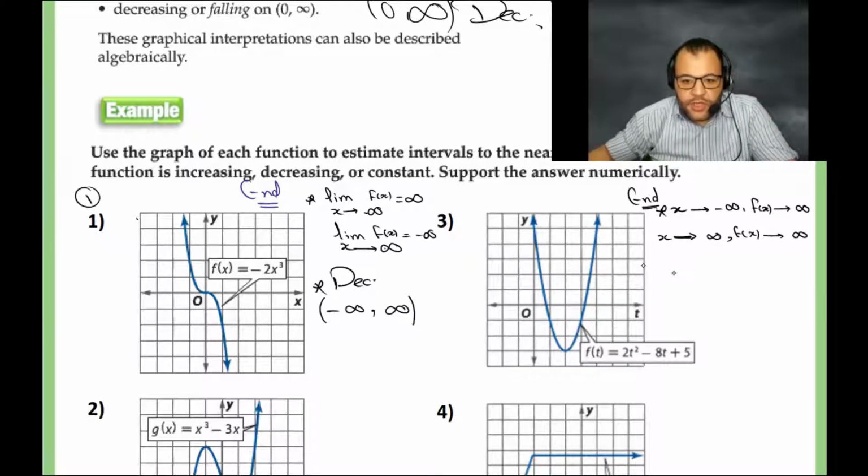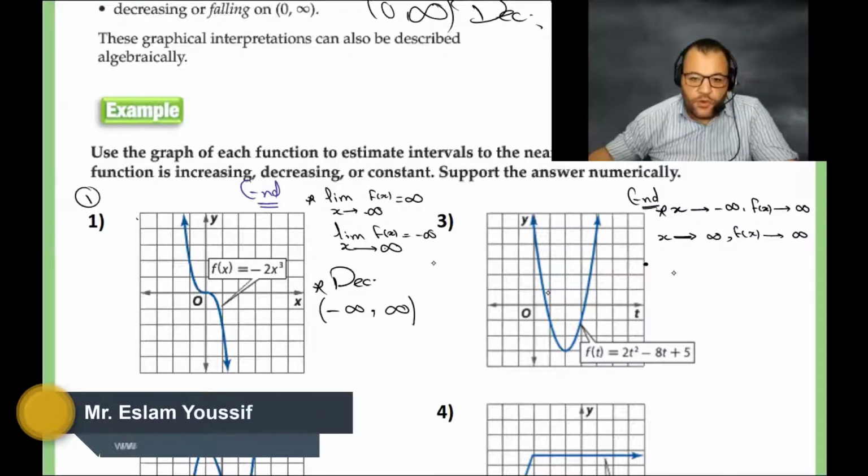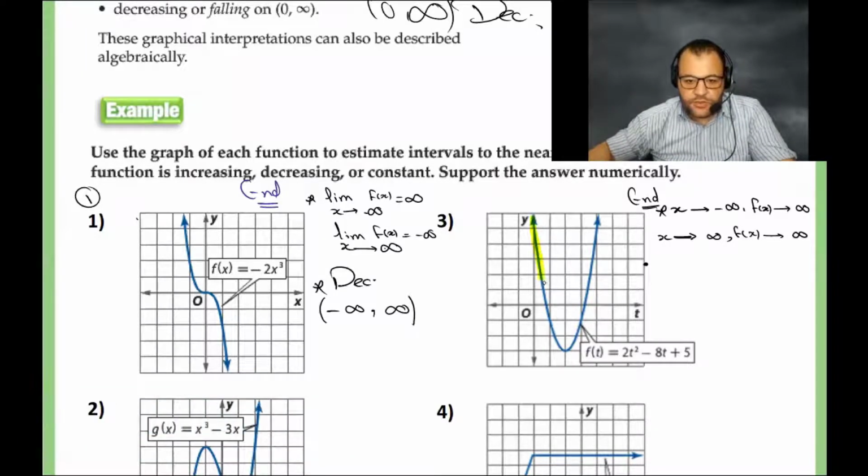Now we are talking about the increase and decrease. So look at the graph. You will find that the graph has two parts, decreasing and increasing. Decrease, then increase. So that's the first part. And that will be the second part.